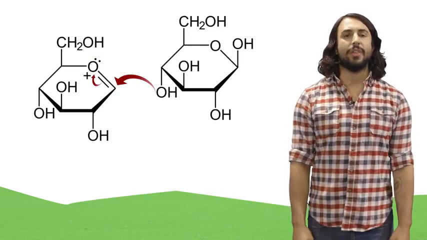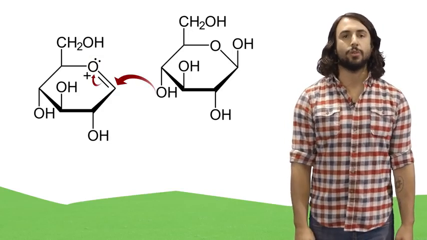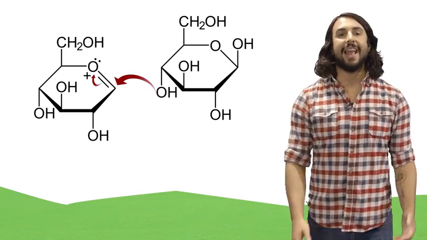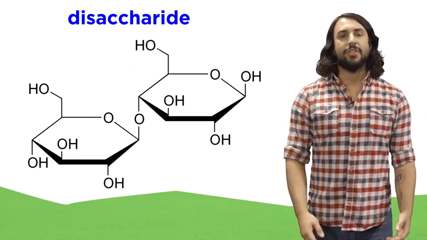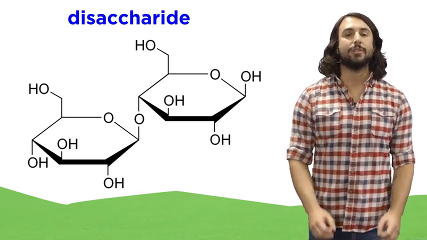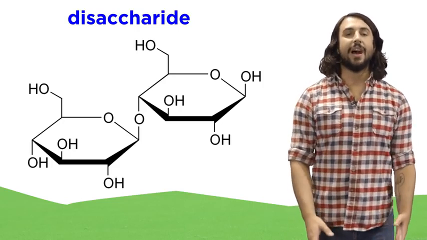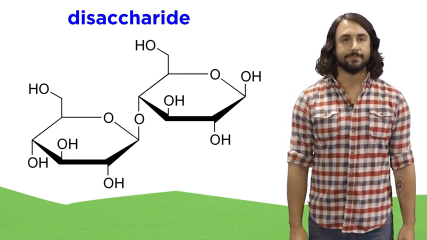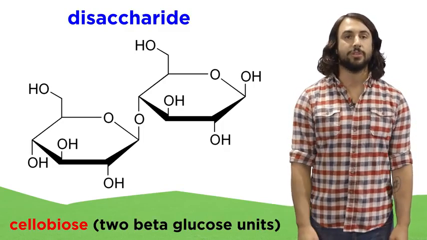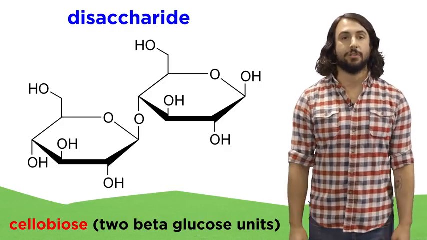But if the alcohol that attacks is one of the hydroxyl groups on another monosaccharide, we will get a disaccharide. This is still an acetal functional group, but it links two monosaccharides together via a glycosidic bond. Here we have a beta-glucose linked with another beta-glucose, which makes cellobiose.